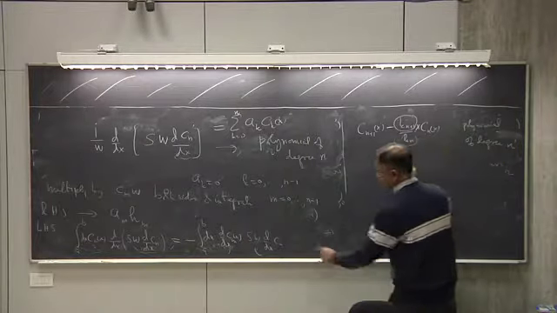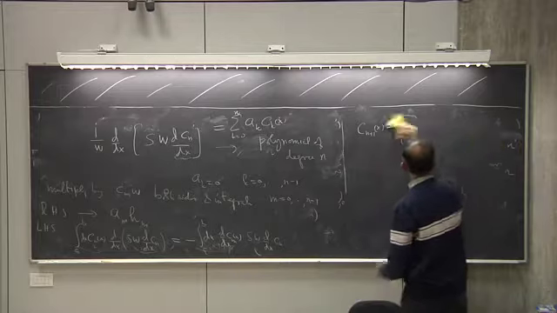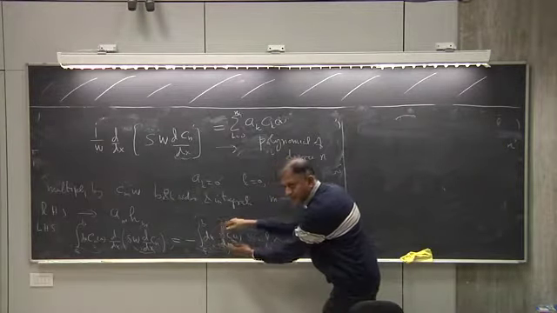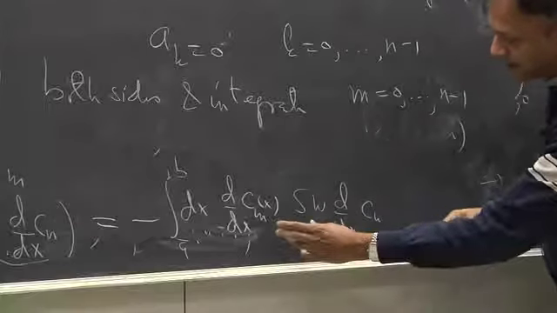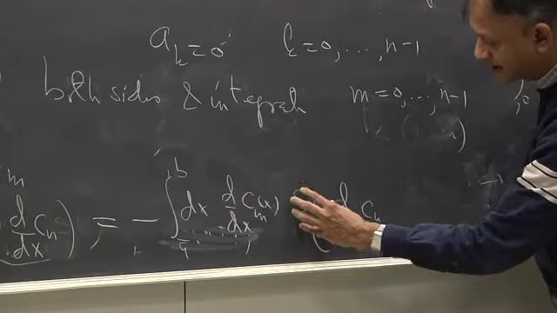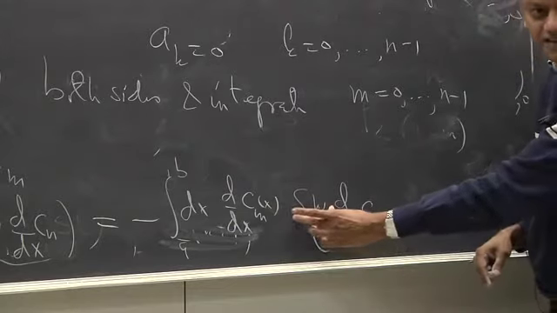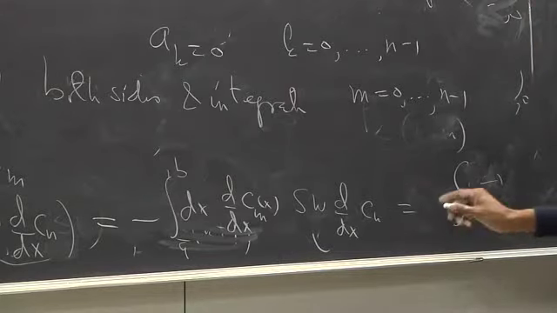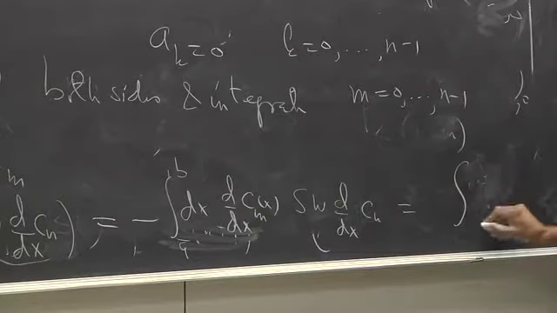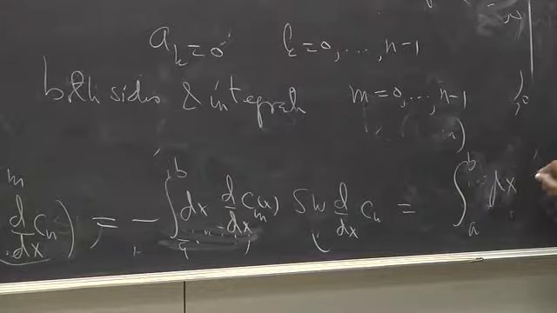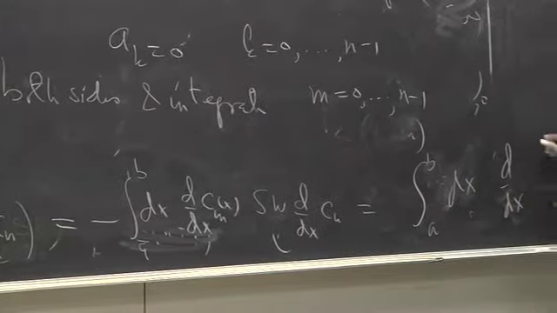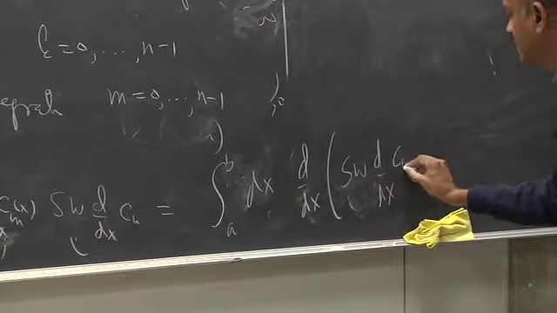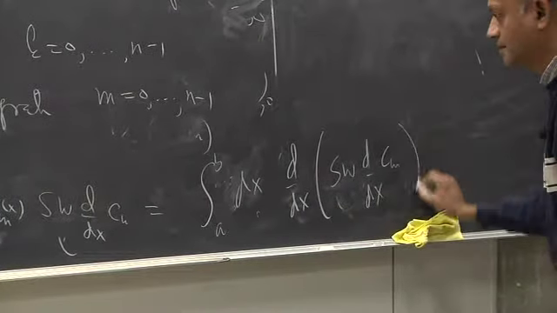Now we again do once more the derivative. So once again I want to put the d/dx there. In doing so, there will be a boundary term, which will be this guy times S W times C_n. But once again you have S W, it vanishes, so no boundary term. There's another minus sign, so it becomes plus the integral from a to b dx of d/dx acting on S W d/dx C_m, times C_n.